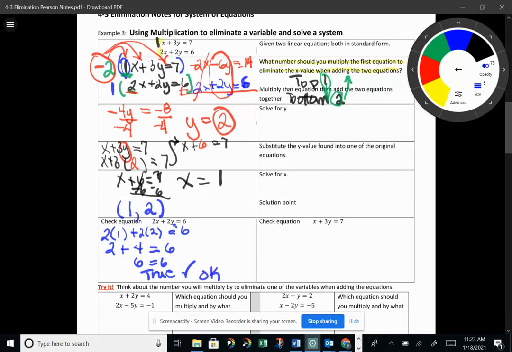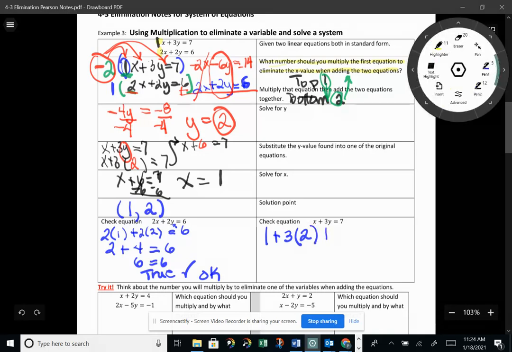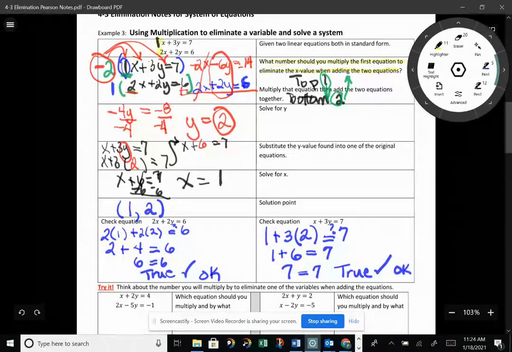So for the next one, I have 1 plus 3 times 2. And then this equals, does that really equal 7? So you say 3 times 2 is 6, plus 1 is 7. So 1 plus 6 is 7, which is equal to 7. Yes, this is true. We did it right. It's okay to check with any one of those. So this is how you would check it.